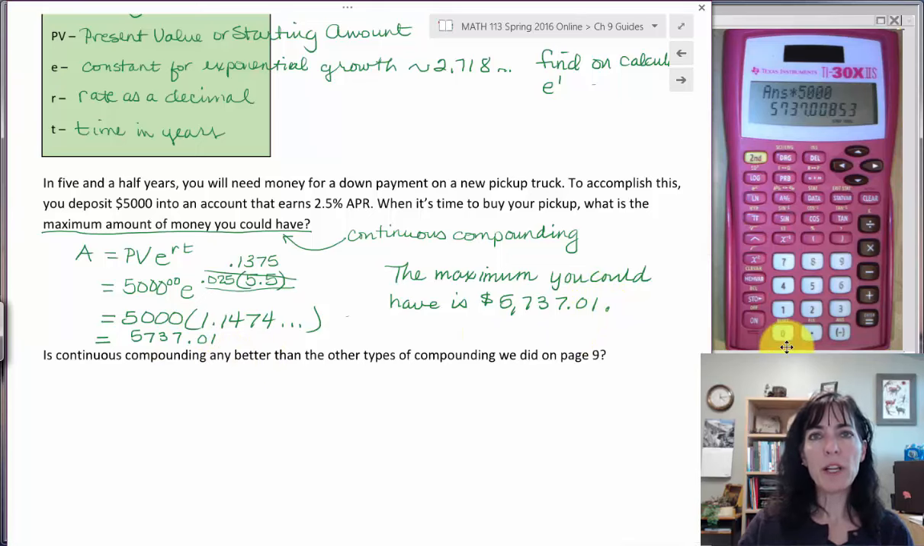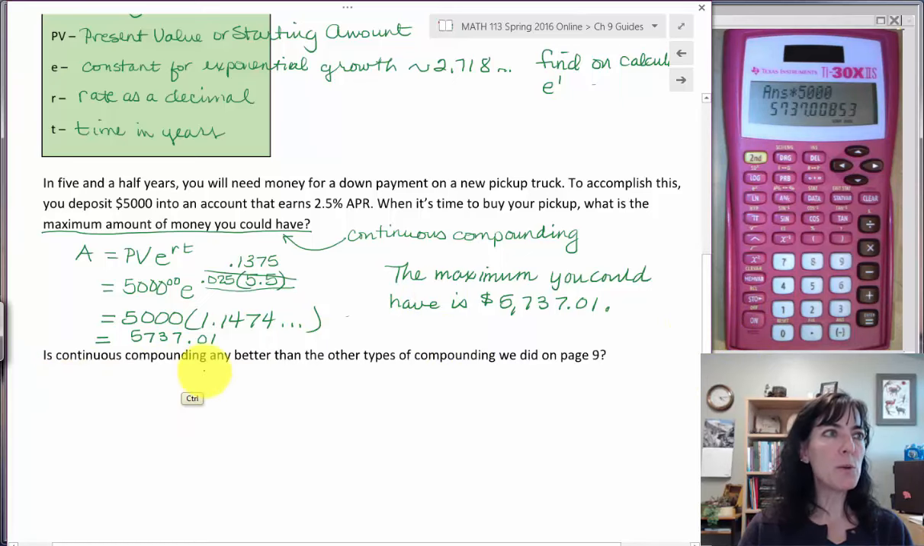Okay, and remember, you want to make sure that you leave all the calculations on your calculator as you are working so that you don't lose precision and you can end up being off by $1 or more. So we want exact answers, so we're going to leave all the values on the calculator until the very, very, very last step and then do the rounding.